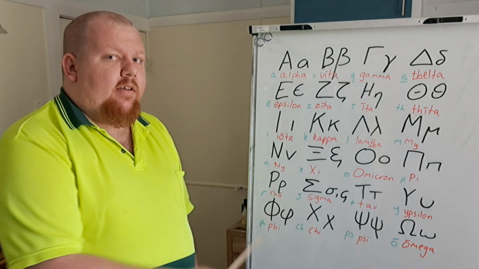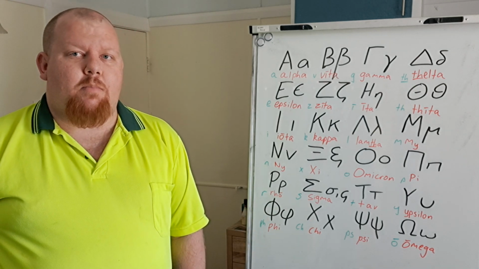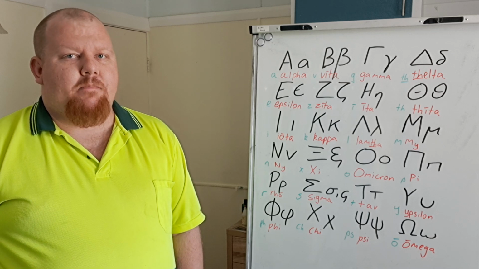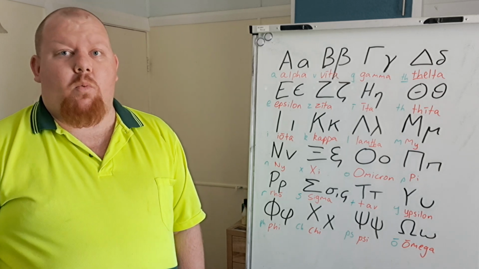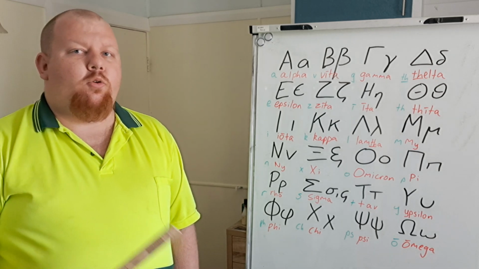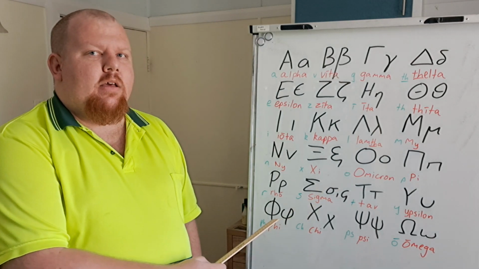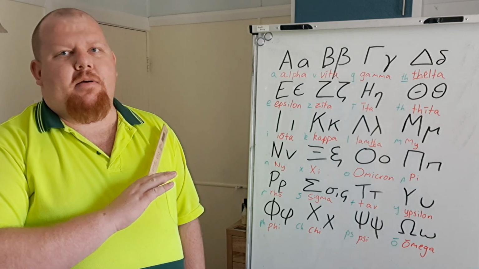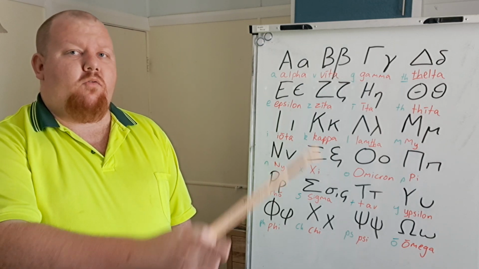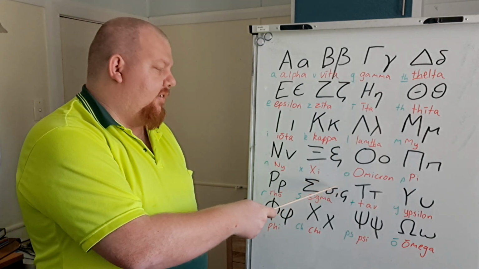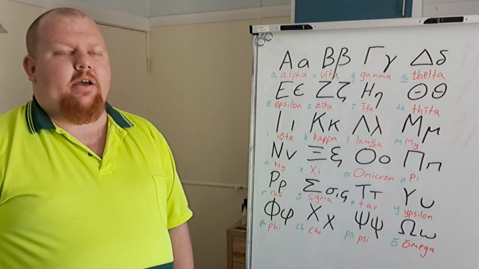The next letter is sigma. Now, sigma is a unique letter in that there are two lowercase forms. There is what's called the pre-final form, where if the letter appears anywhere in a word before the end, it's going to look like this sigma. Now, you've got to be careful.